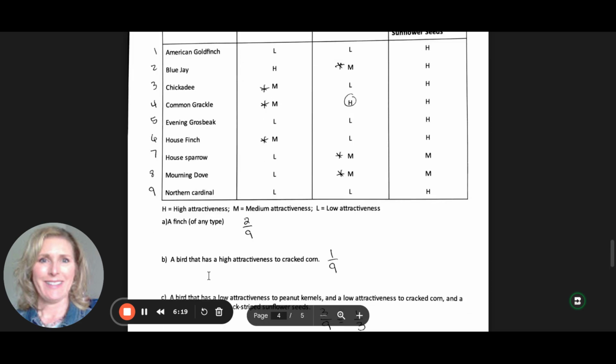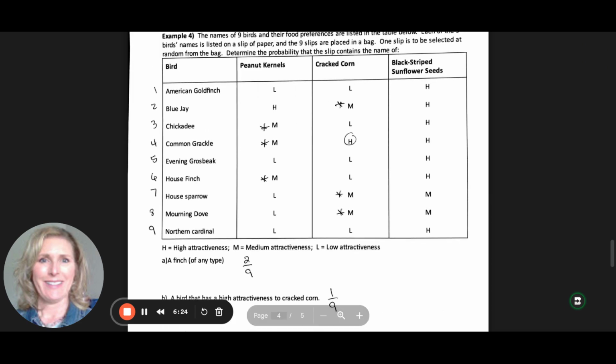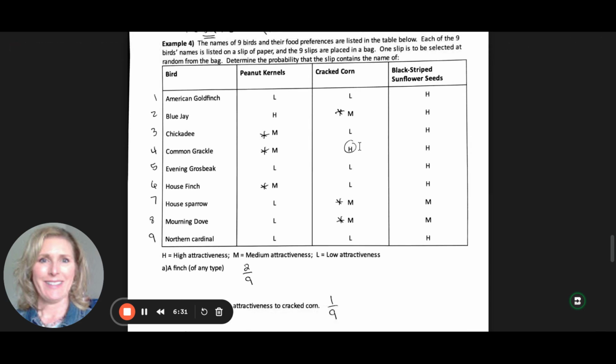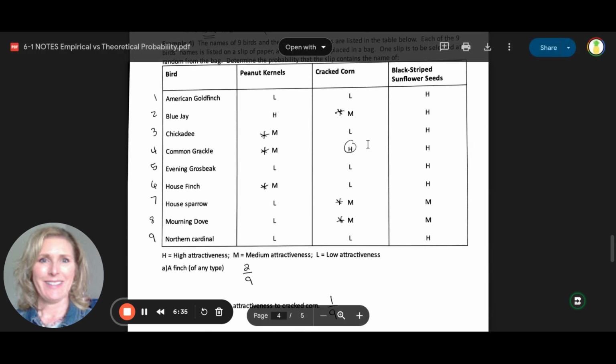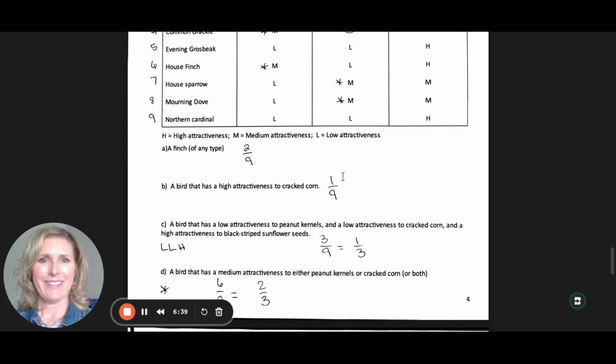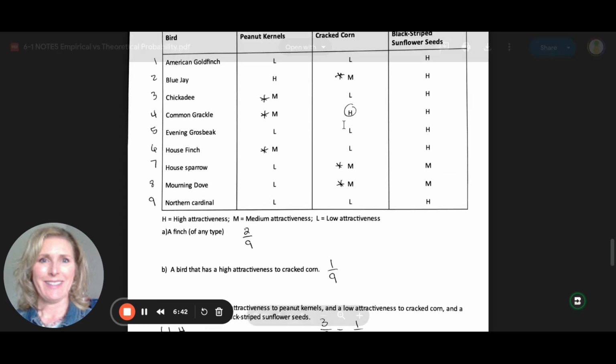So what is the probability that a bird has a high attractiveness to cracked corn? In the cracked corn column, when I look through here, I only see 1 H out of the entire column of 9 birds. And so there is a 1/9 probability that you draw the common grackle bird.